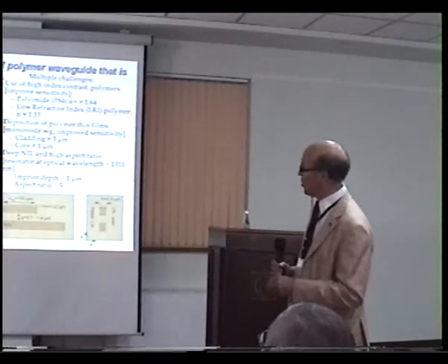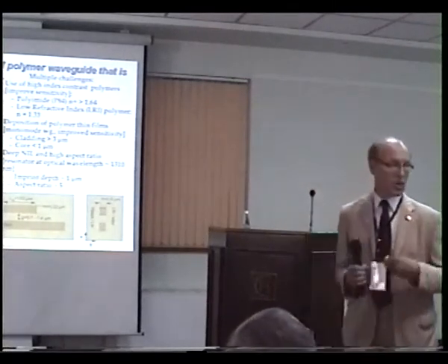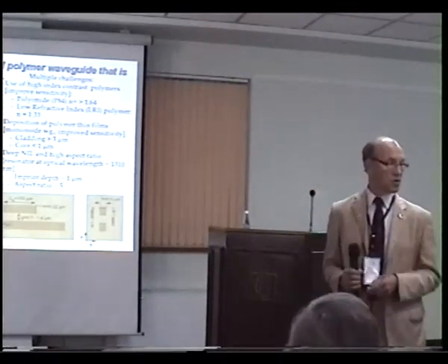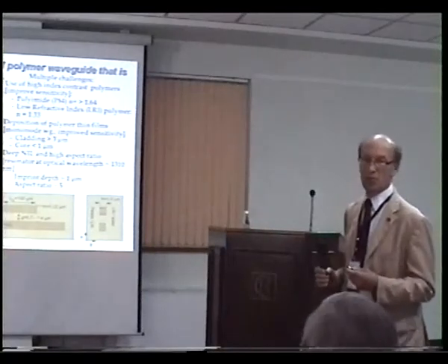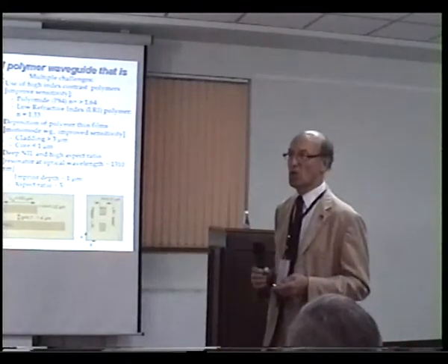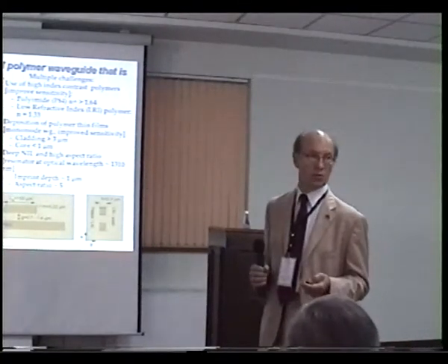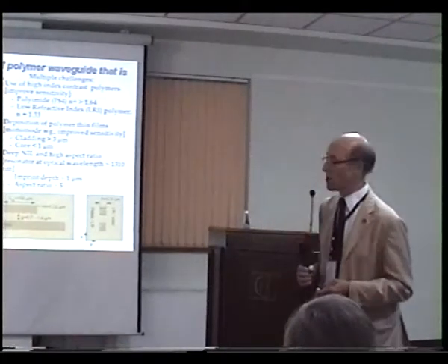Two mirrors, one here and one here, with a spacer section in between them, can make a high quality factor resonator. Typically resonance quality factors of tens of thousands are the area that we're talking about.